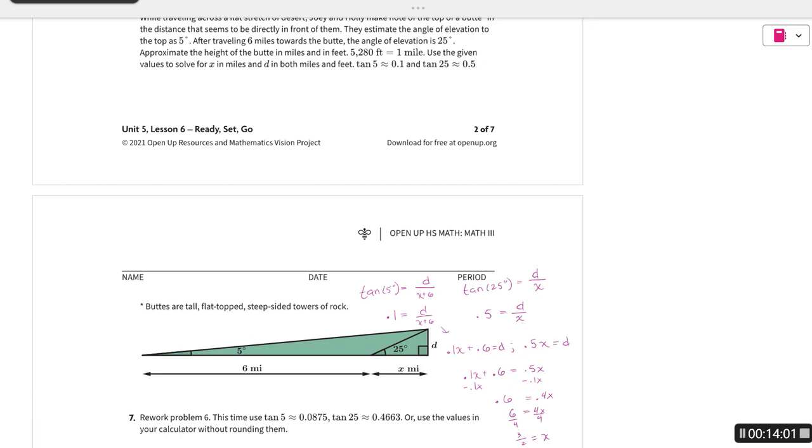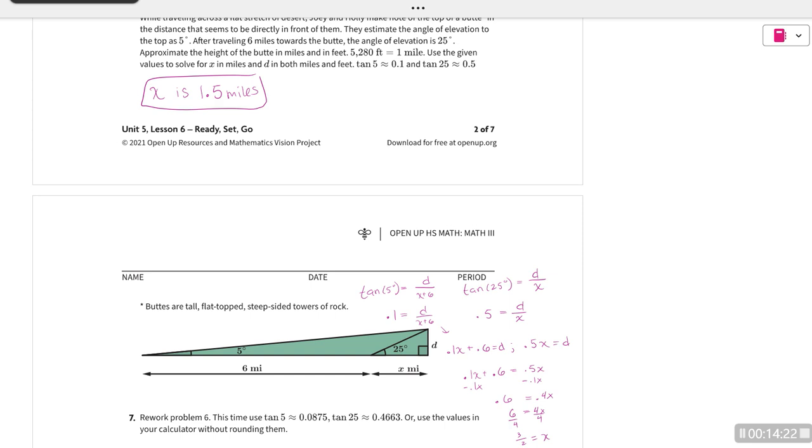So remember, if I look back up, it says x is in miles. So for this problem, I'll write my answer up here. x is 1.5 miles, or 3 halves miles. So that's our answer for x.